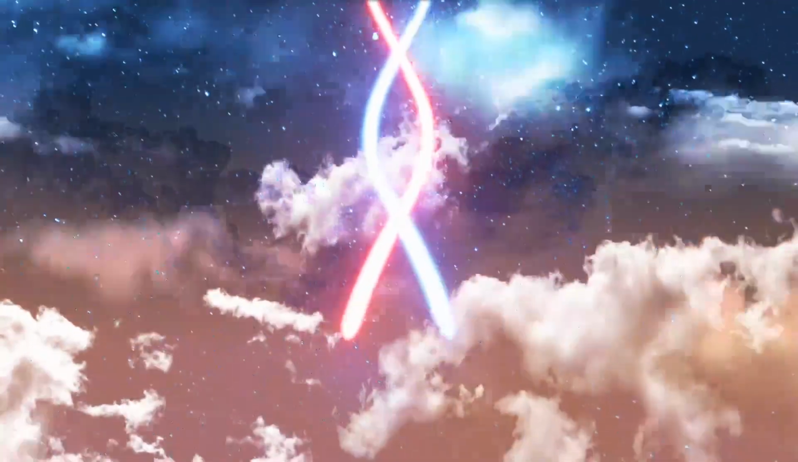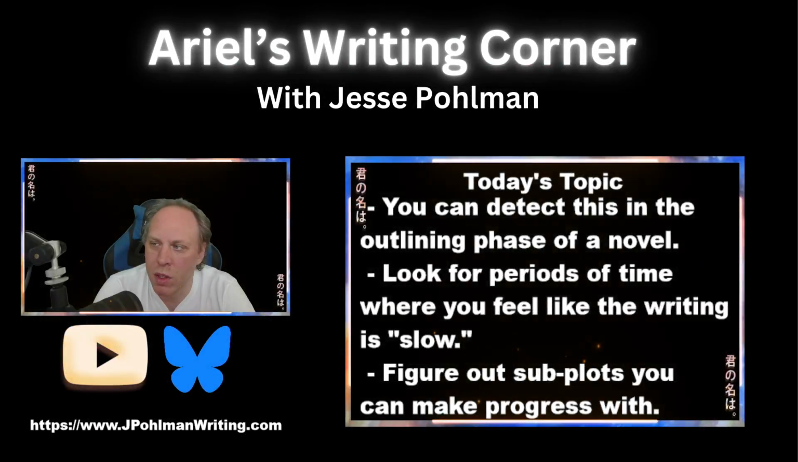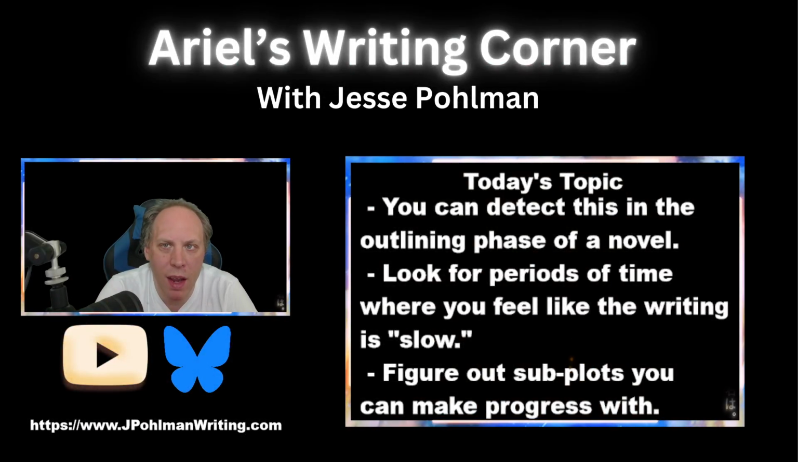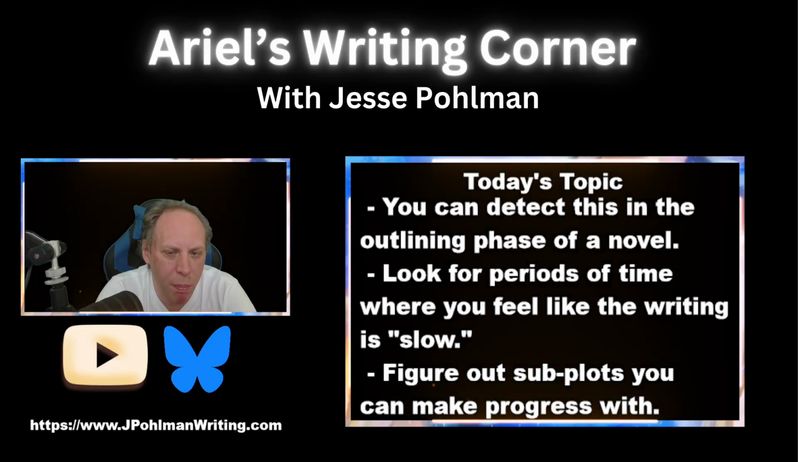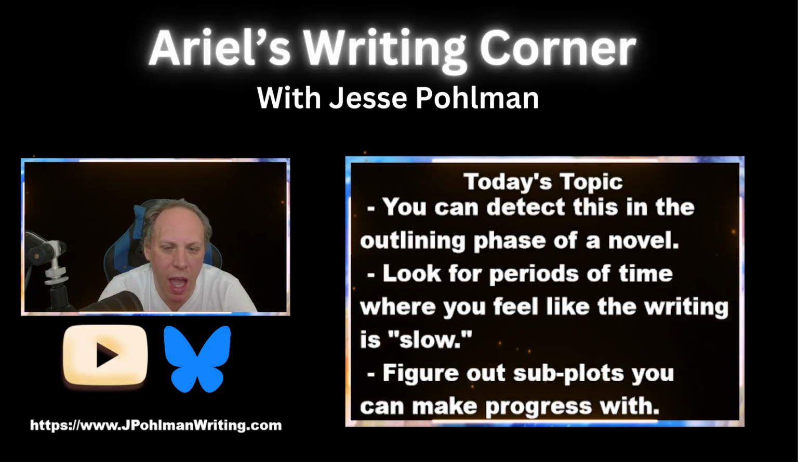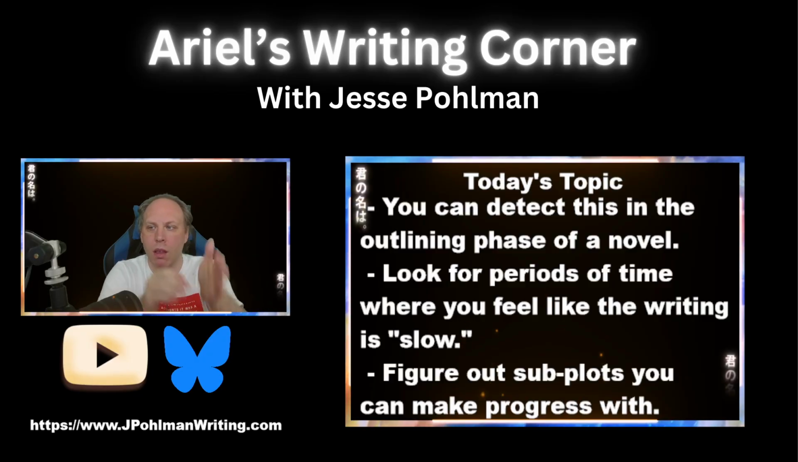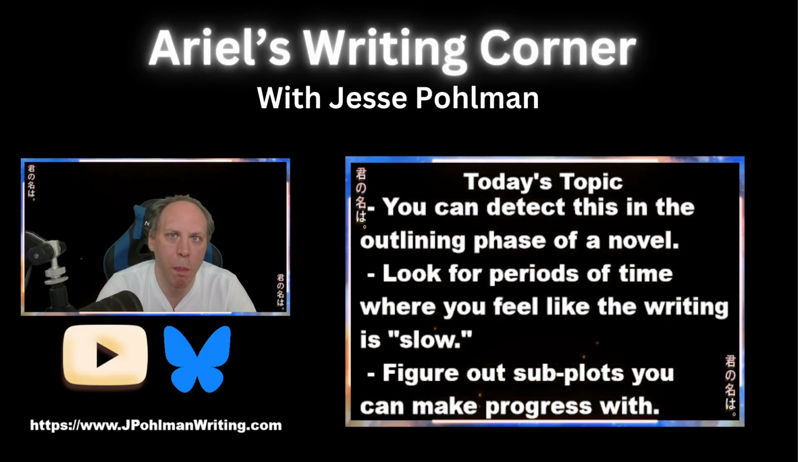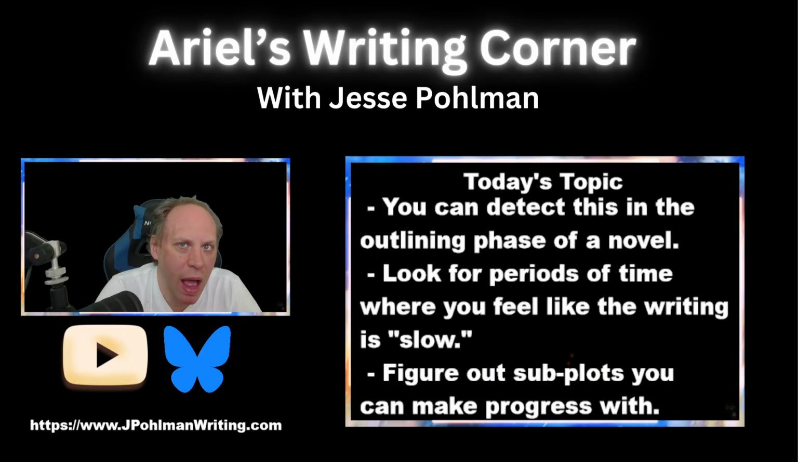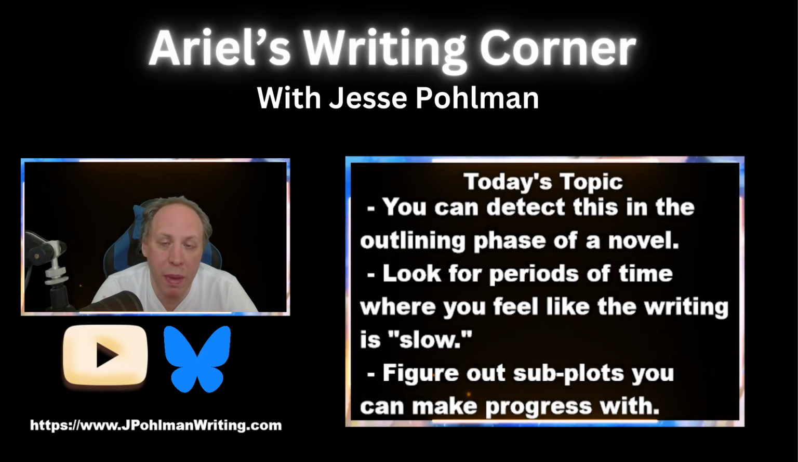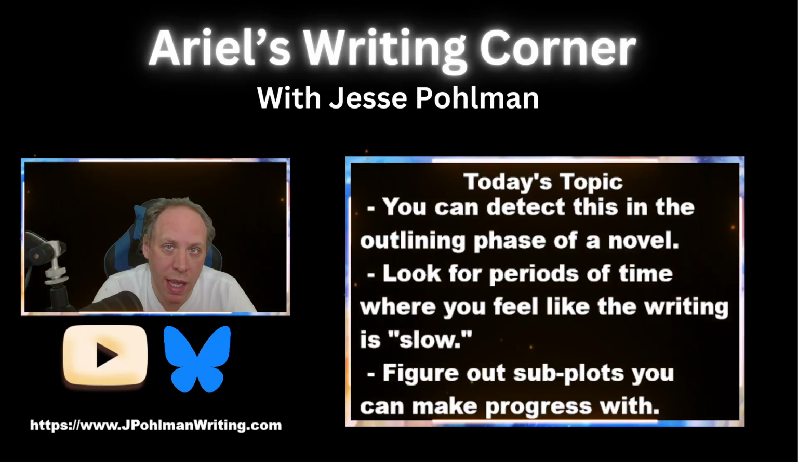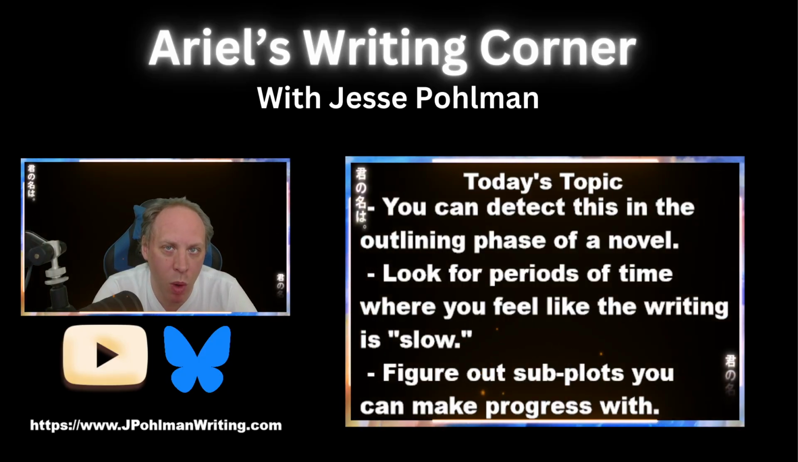Well, first of all, you can detect this in the outlining phase of a novel. We've talked before on this channel about plotting versus pantsing and how they kind of are an alternating thing, where you plot to pants, you pants to plot. So you should be outlining, right? Because that's how you're going to know what's coming ahead. That's one way you're going to avoid this.